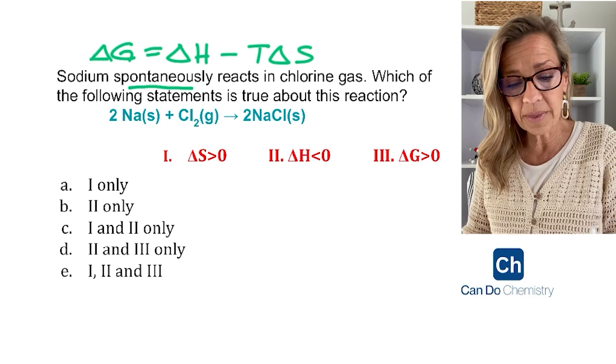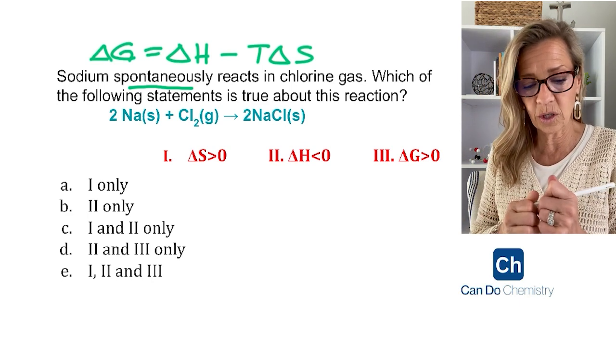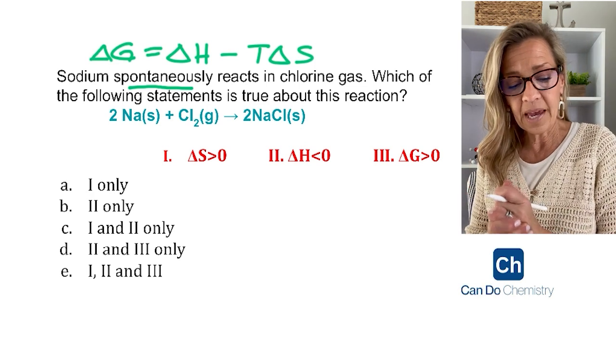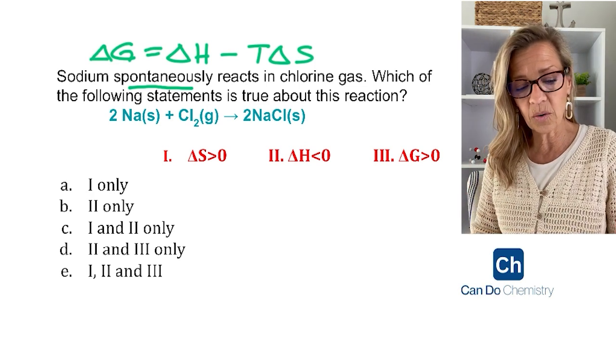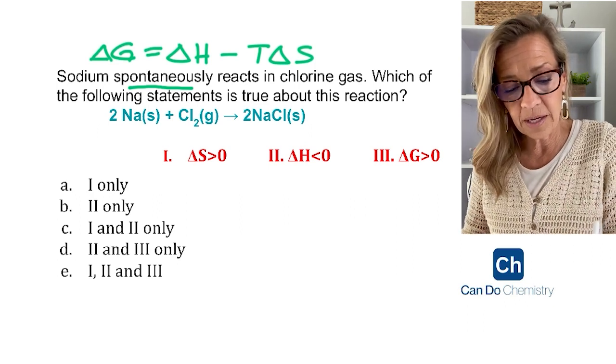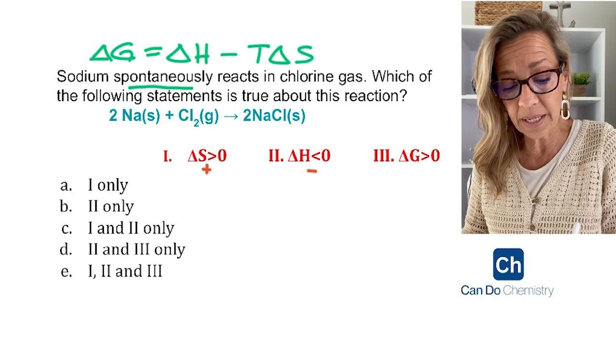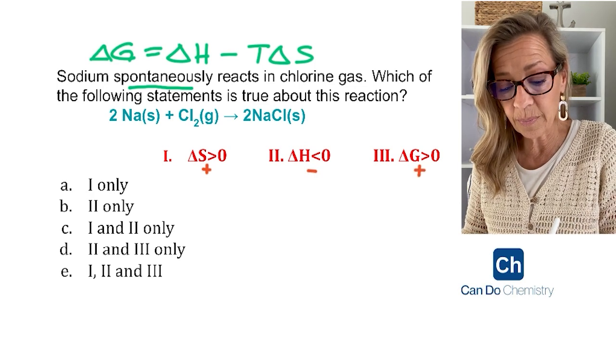Well, we've got entropy, enthalpy, and delta G, so Gibbs free energy. And then we've got these choices. So we need to know the sign. Is it positive or negative? Okay, so this one would be a positive delta S, this would be negative, and this would be positive.